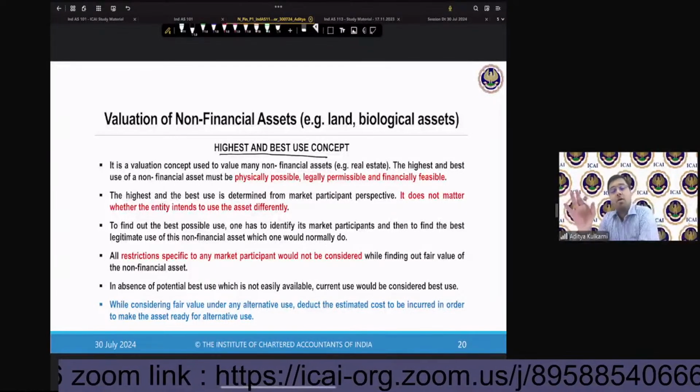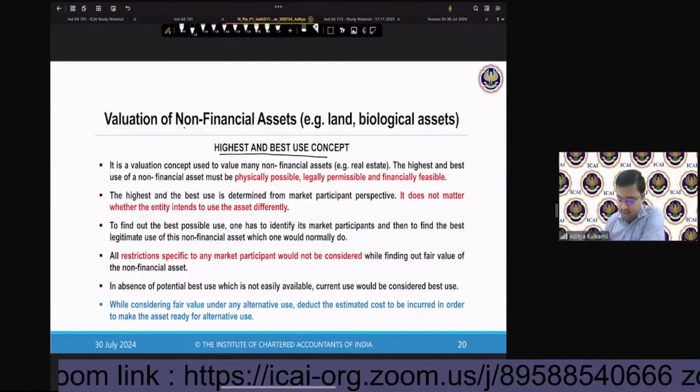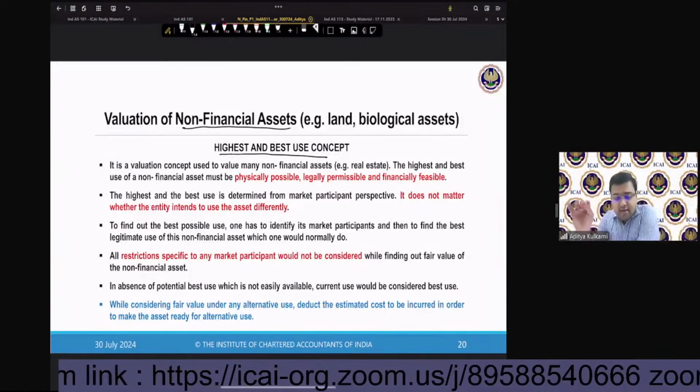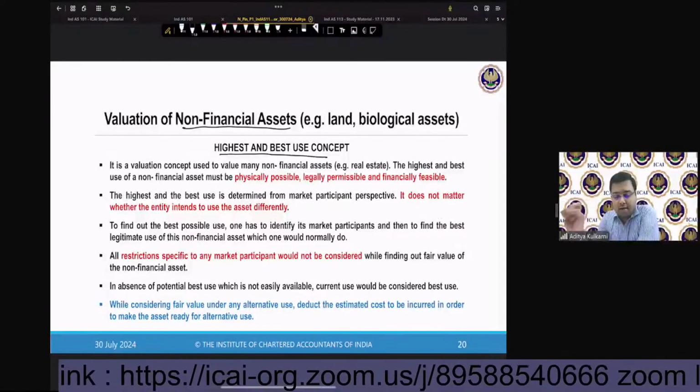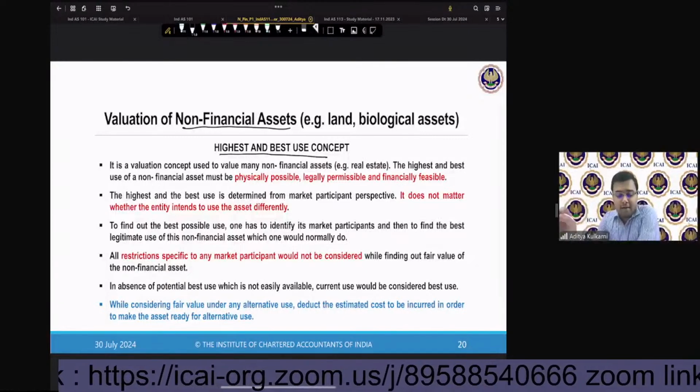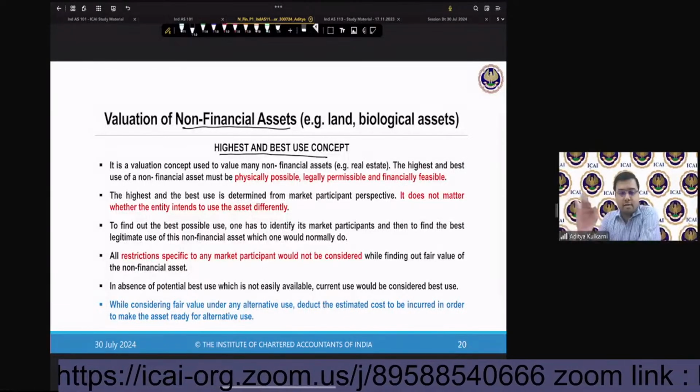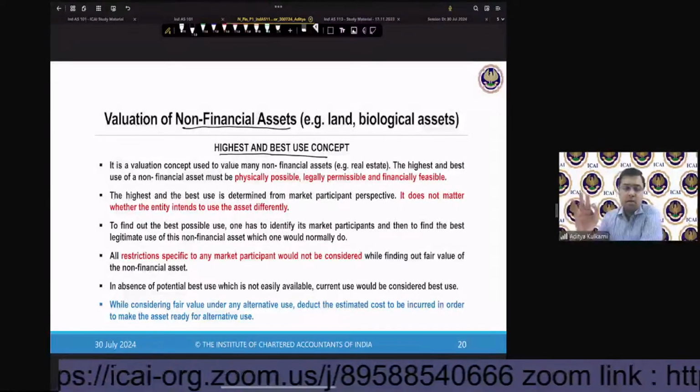This is applicable only for non-financial assets. Financial assets have a single use: either you earn interest or dividends or capital appreciation. That's it. Only these three things.